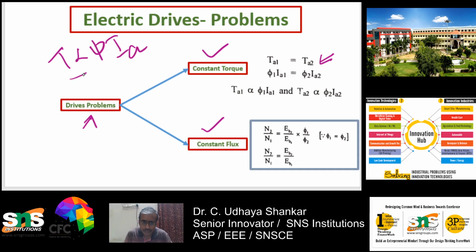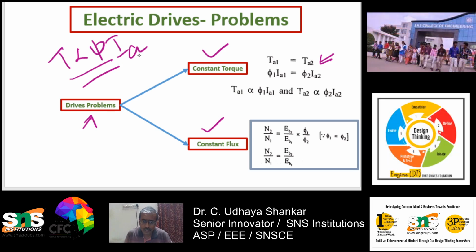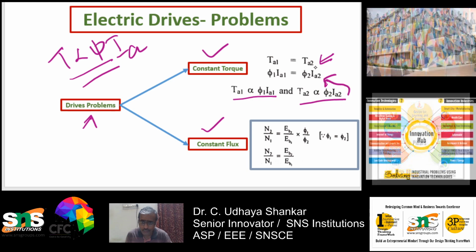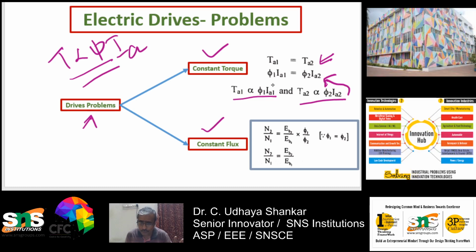Is it right? This is a very important thing which you know. Because of this, you can see that TA1 is directly proportional to phi 1 into IA1, and similarly TA2 is directly proportional to phi 2 into IA2. So from this we can conclude that since TA1 and TA2 are constant in this problem, phi 1 into IA1 will be equal to phi 2 into IA2. Is it right? It is very simple.